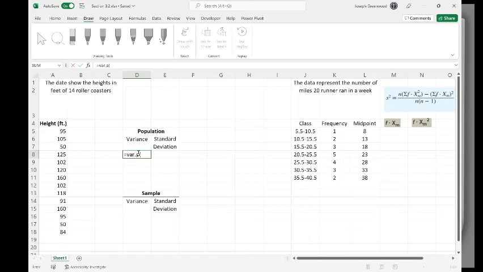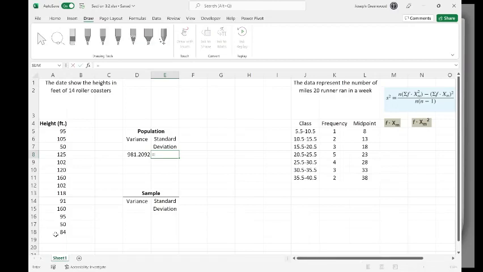I'm then going to open parenthesis, click and hold and drag down and select all of my data points, lift up, close my parenthesis and hit enter. And there's my population variance, 981.2092. Wonderful. Well, how do I calculate my standard deviation? I could do it two ways. Number one, I could just square root that value, and there's my standard deviation.